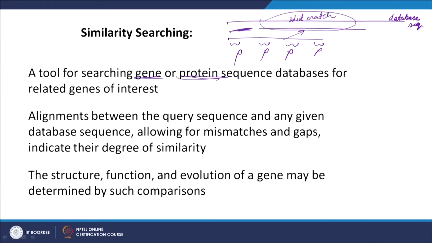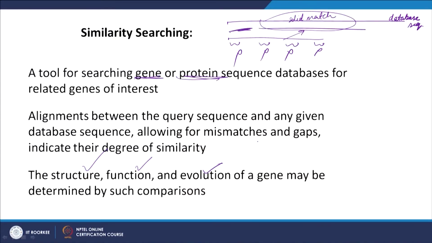fragmented their DNA from. Already, the structure, function and evolution of a gene may be determined by such comparisons. So if you can read the manuscripts of people who have submitted their genes, you can get an idea of function, an idea of structure, and also an idea of evolution, how the gene is changing, because remember, to understand evolution, we need to know how the genetic sequence is changing.